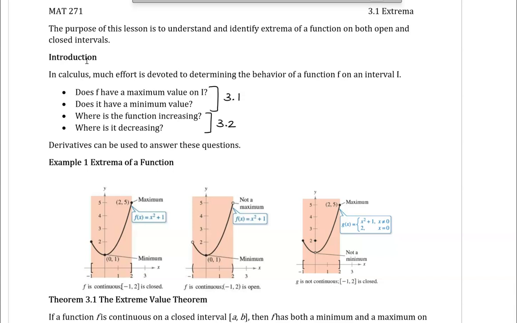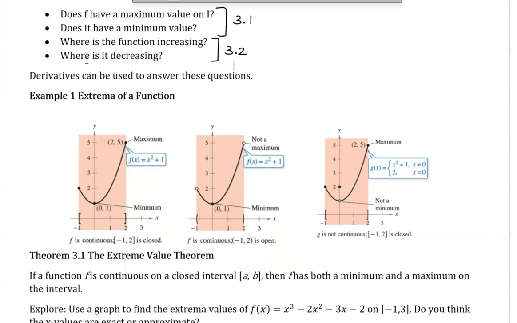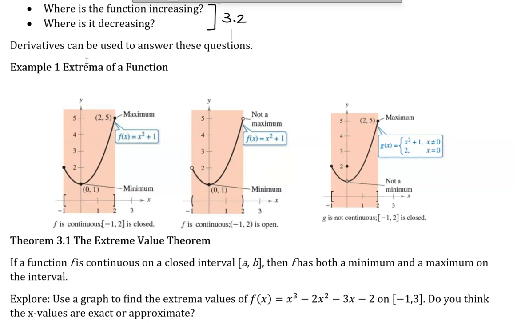So here we have our first example, and we are looking at functions over different intervals. All of these are examples of the same function. They're all x squared plus 1, but notice that the last one's a piecewise one. We'll get to that one in a second, but it's still the x squared plus 1 parabola. And what we're looking for here is, does the function have a maximum and does the function have a minimum on the interval that we're talking about specifically?